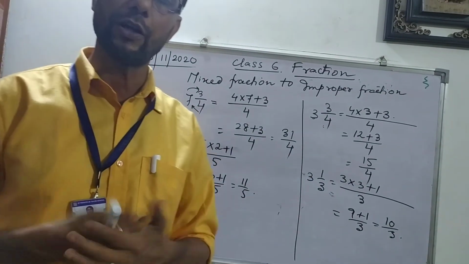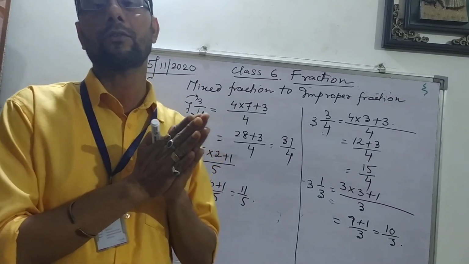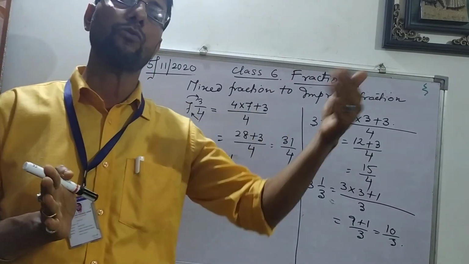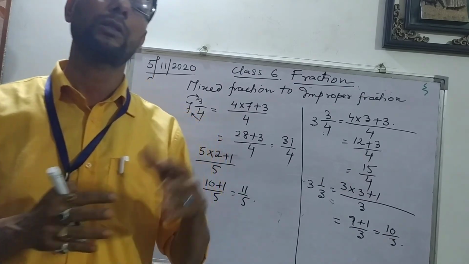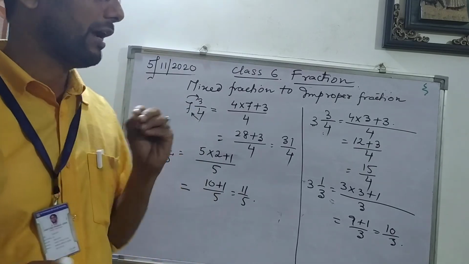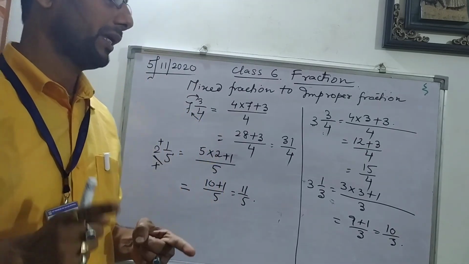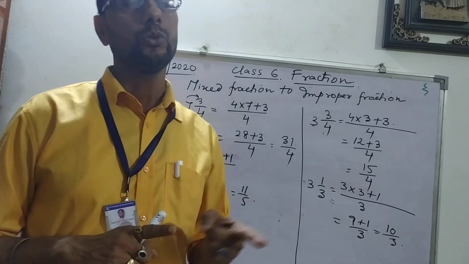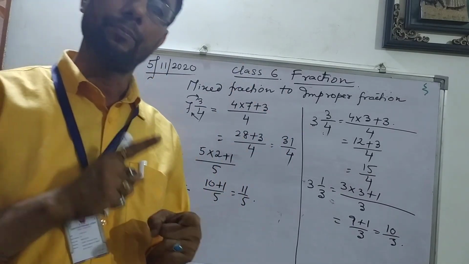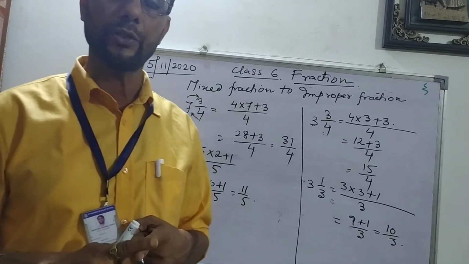So students, what we have learned today? Today we revisited a topic, that topic is about how to represent fractions on the number line. We revisited it, and we have learned about how to convert an improper fraction to a mixed fraction and a mixed fraction to an improper fraction. Hope, students, you have understood it.